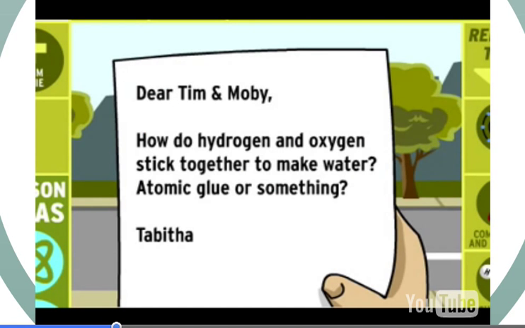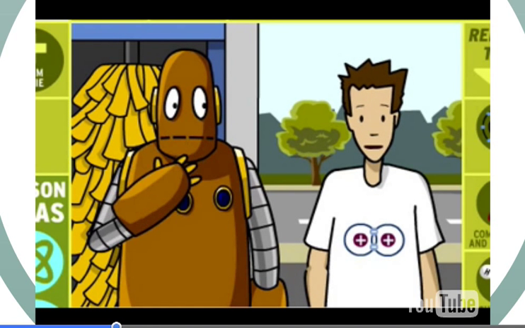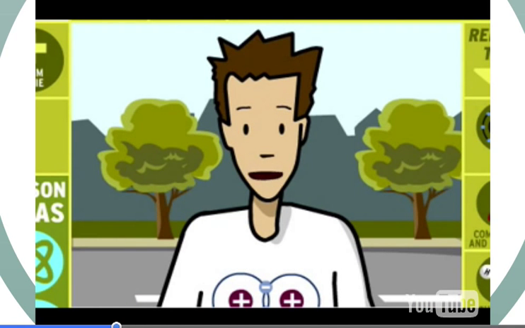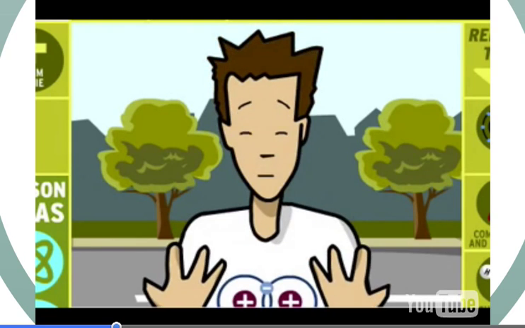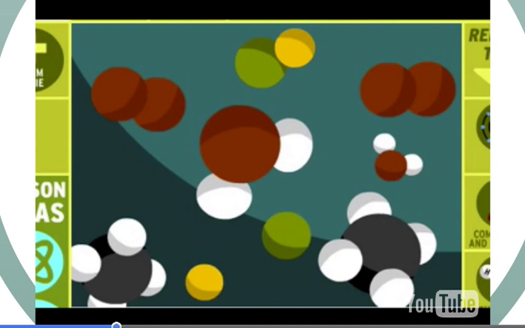Dear Tim and Moby, how do hydrogen and oxygen stick together to make water? Atomic glue or something? From Tabitha. Actually, she's not that far off. Atoms do tend to stick together, almost as if they were glued. If they didn't, there wouldn't be any visible stuff. Just a bunch of microscopic atoms floating around by themselves. Whoa. But atoms like to stick together, and the reason has to do with what's inside them.